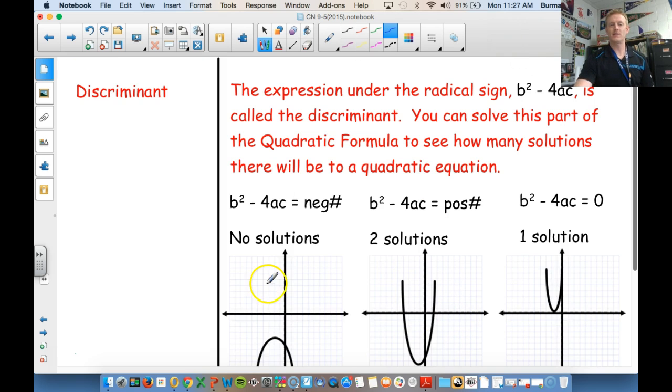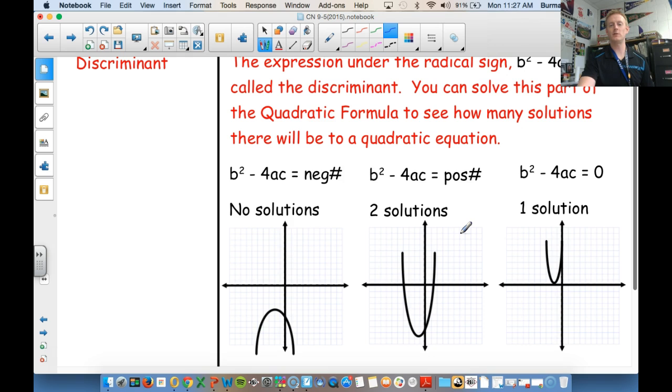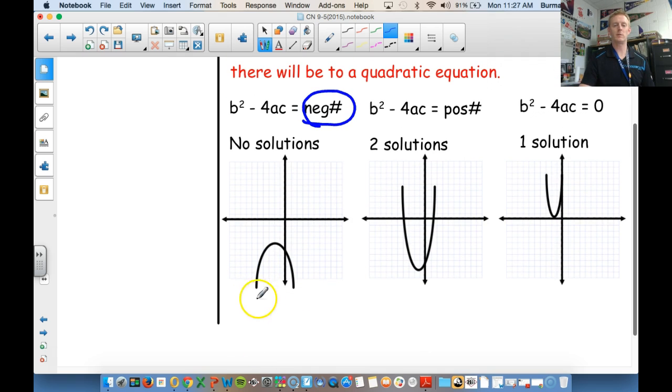So there's this thing called the discriminant. And the discriminant is the part that's underneath the radical sign, the square root sign. And what this does for us, it's going to help us to find the number of solutions. So if you plug into just the discriminant, if your answer is negative, your graph might look like this, which would be a no solutions graph. If your answer is positive, you're going to have 2 solutions. And if your answer is 0, you're going to have 1 solution.